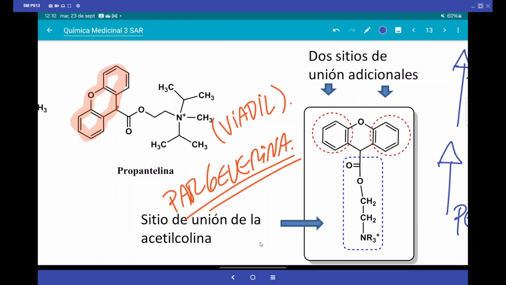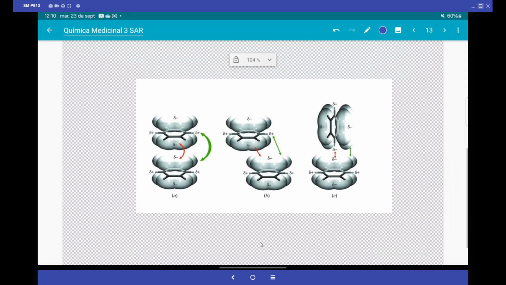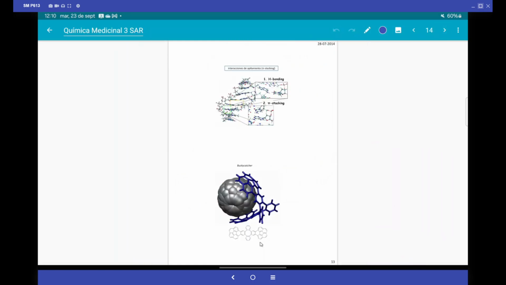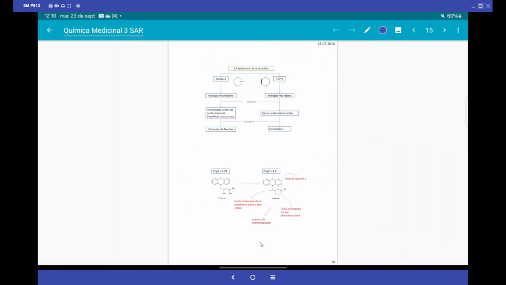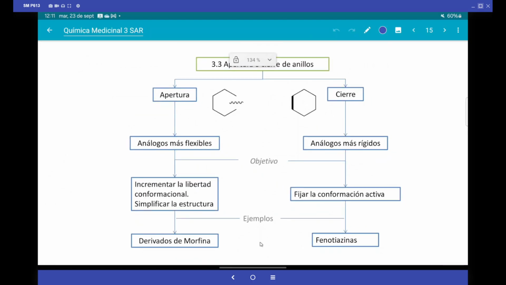Returning to the tip, I already explained it, so I am going to skip the explanation: pi-stacking interactions, because that was in the previous tip. Finishing. Now, the strategy: opening or closing of rings.